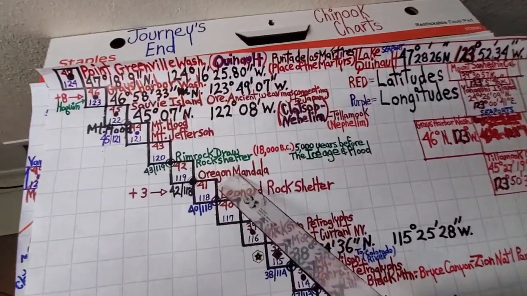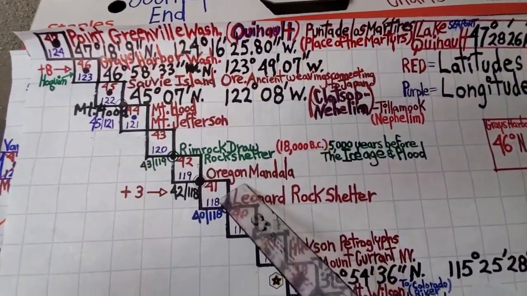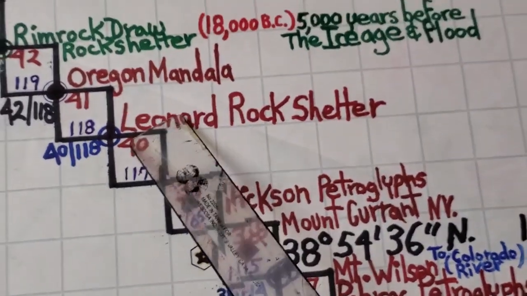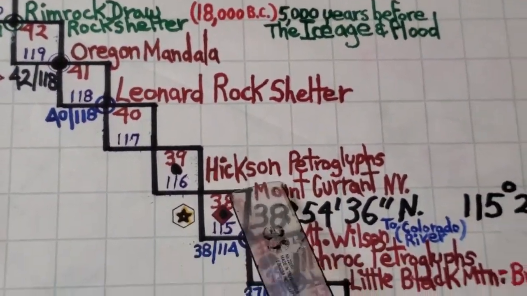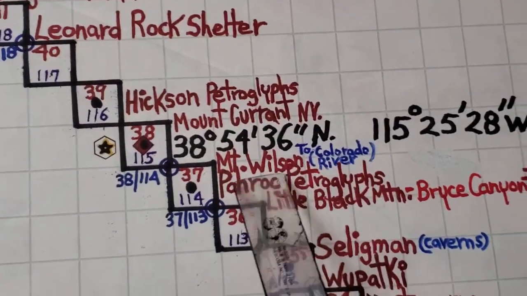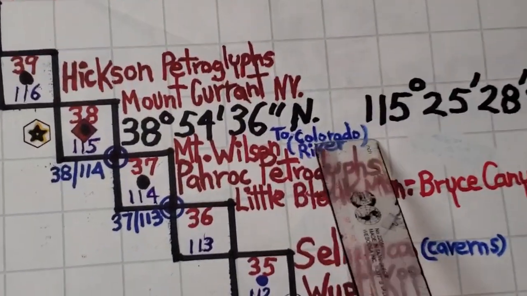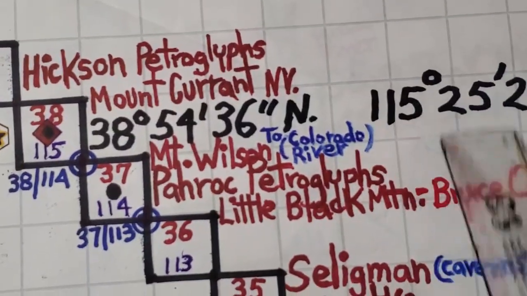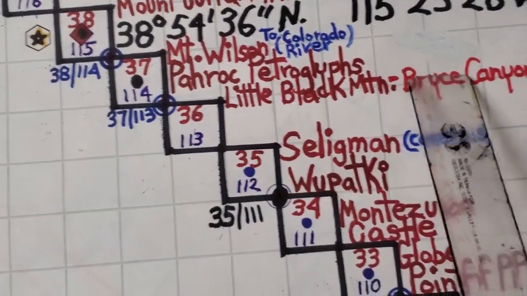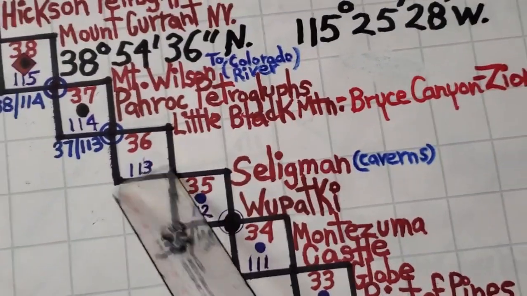Oregon Mandela, which I think is a hoax. It's not. It's part of this chart system. The Leonard Rock Shelter in Nevada. Hickison Petroglyphs, which is in Nevada. Mount Currant, Nevada. Mount Wilson, which is the route we went to get to the Colorado River in ancient times, which is the Pahrump Petroglyphs. The Little Black Mountain petroglyphs right here.